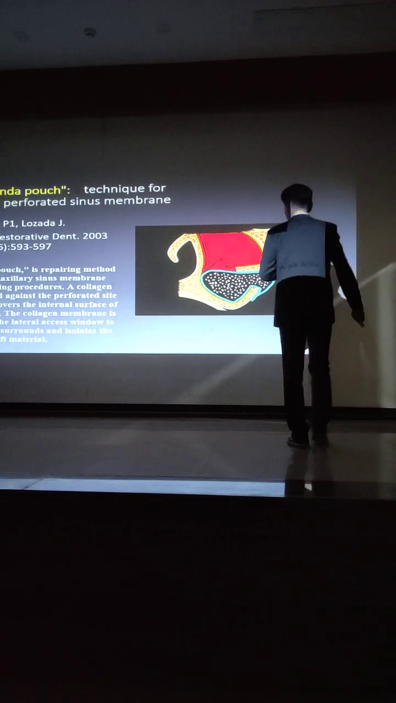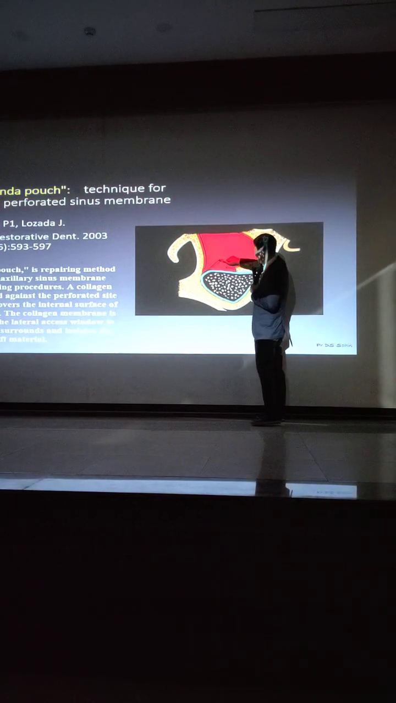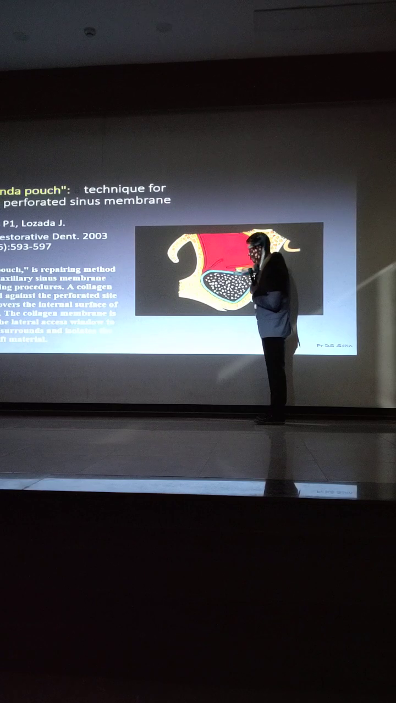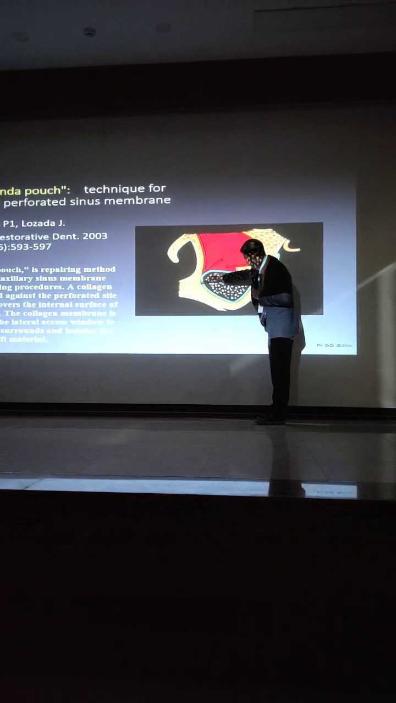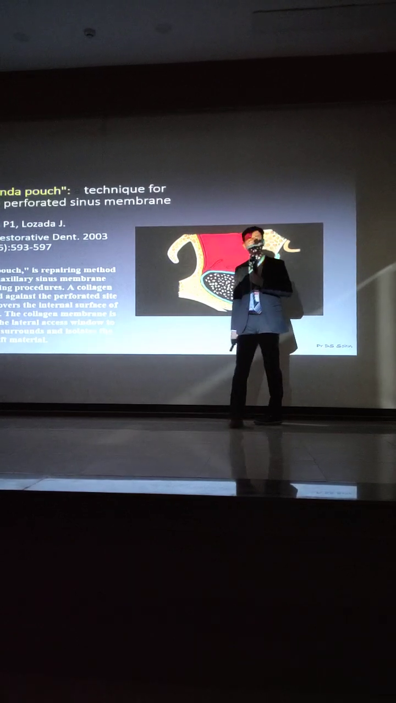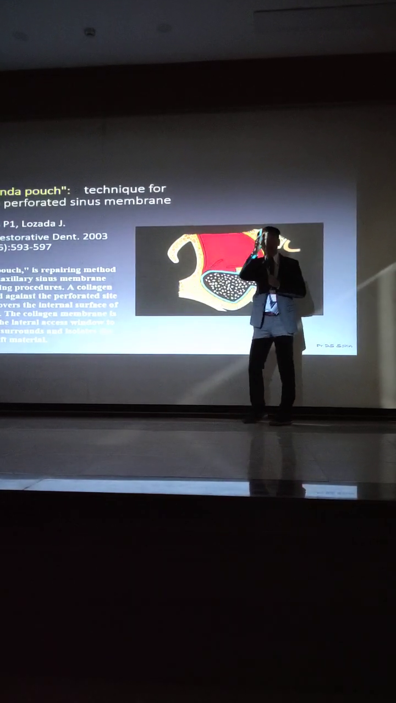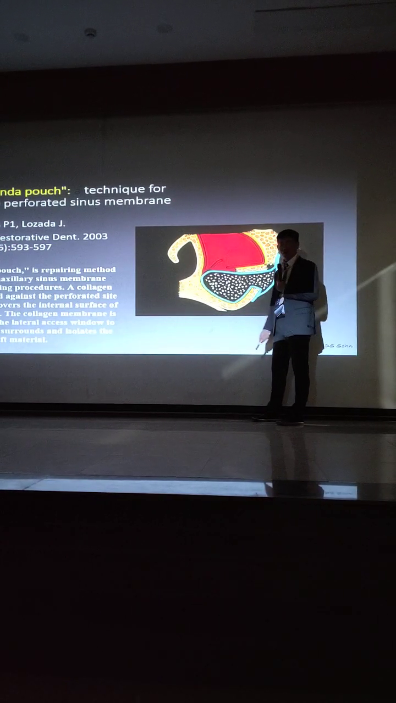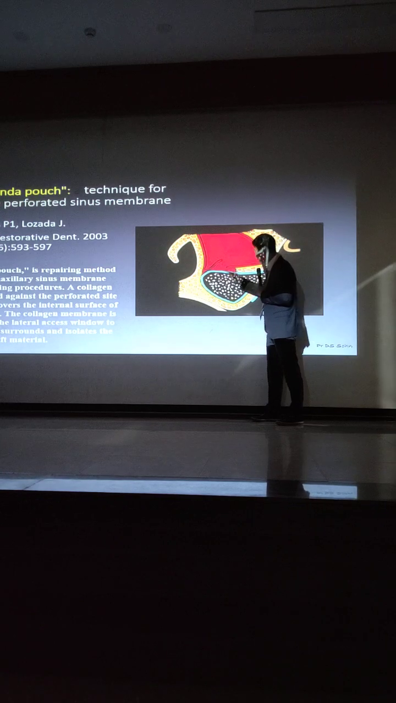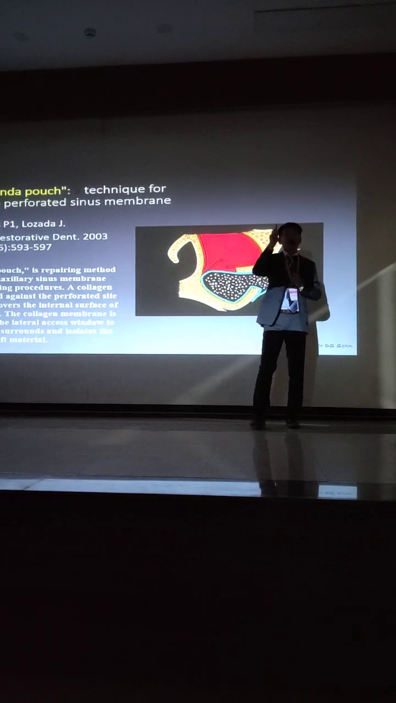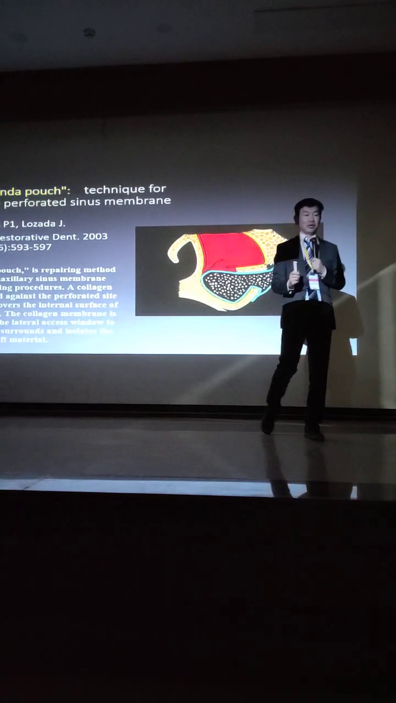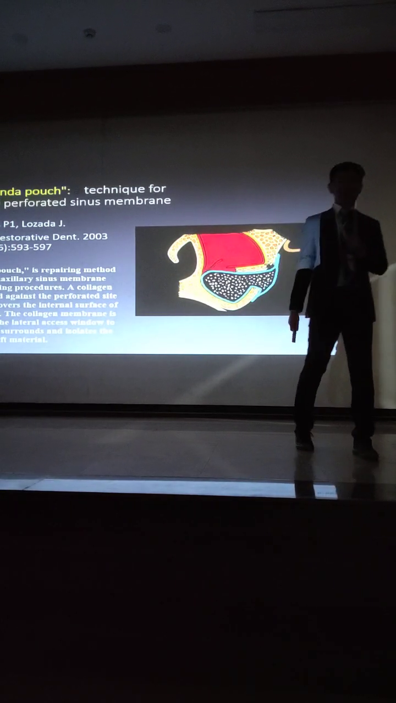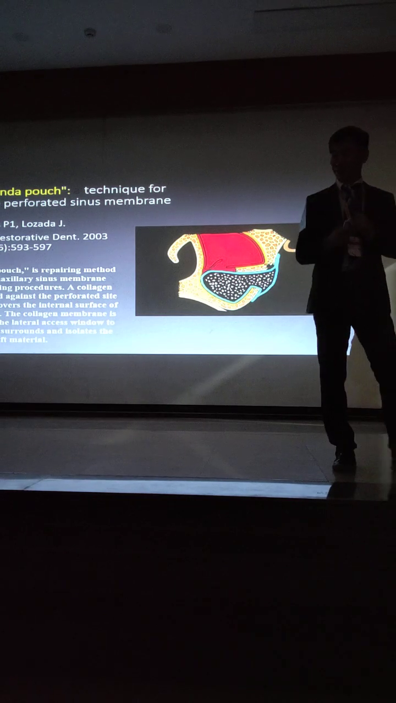When mucosa perforation happens like this, just place a gelatin sponge here. That's all. Do not block the exposed bony wall with a long-lasting collagen membrane. We need the blood supply from here, from here, from here. If you block the bony surface with a collagen membrane, you block the blood supply from the sinus wall.